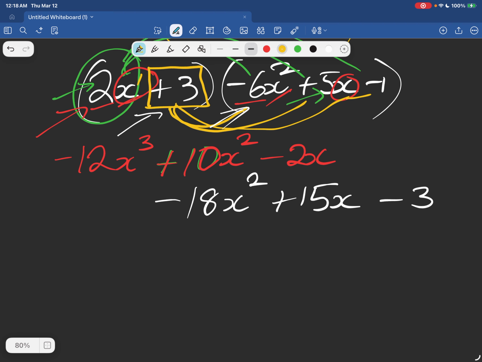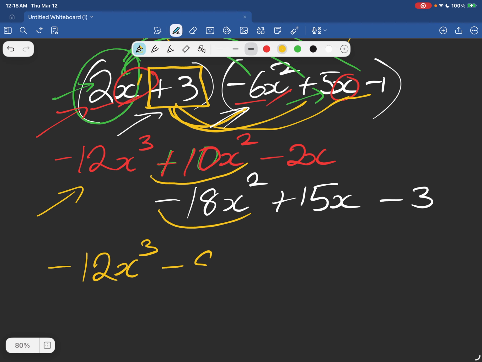So, negative 12x cubed doesn't have anything to add to or subtract from it. And so, we keep it as it is, negative 12x cubed. However, 10x squared and negative 18x squared are like terms, so they combine together to give negative 8x squared. And why does this happen? Because we are going to focus on the coefficients. Positive 10 minus 18 gives negative 8, and we just attach the x squared at the end.